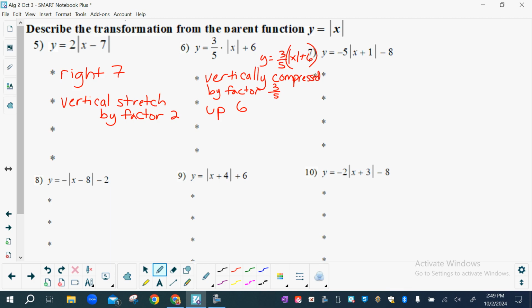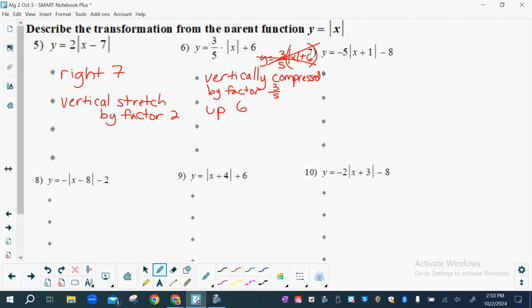Whatever this is has to be before this up or down. Let me say that again. This plus 6 has to be last because we don't want the 3/5 to affect the 6. So we need to put that plus 6 last. Does that make sense? Yeah.